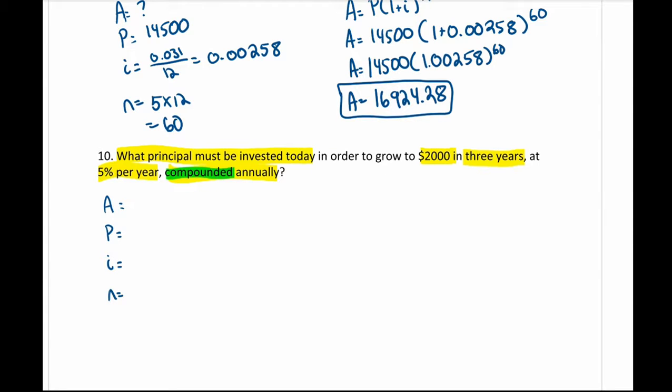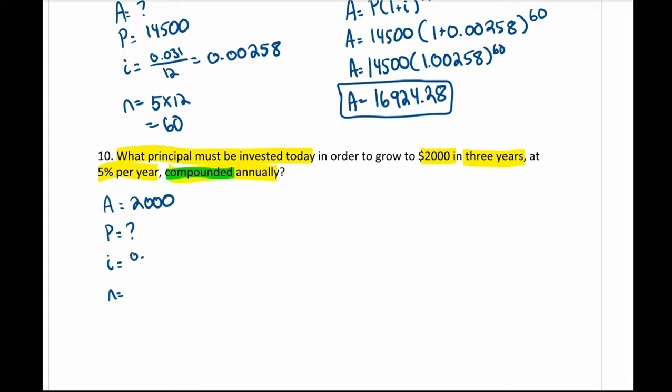So that grow to $2,000 is key because the $2,000 is how much I'm going to have in the future, which is my A value. P, I don't know because the question is what principal must be invested today. So anytime you see a question that asks how much do you need today, what's the present value, how much do you need to invest now, that should be key because that tells us we're looking for the principal.